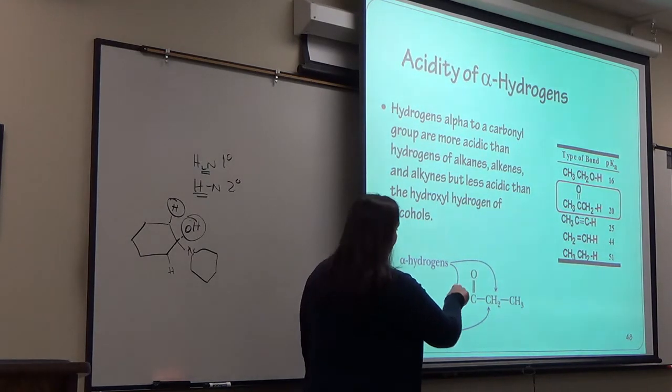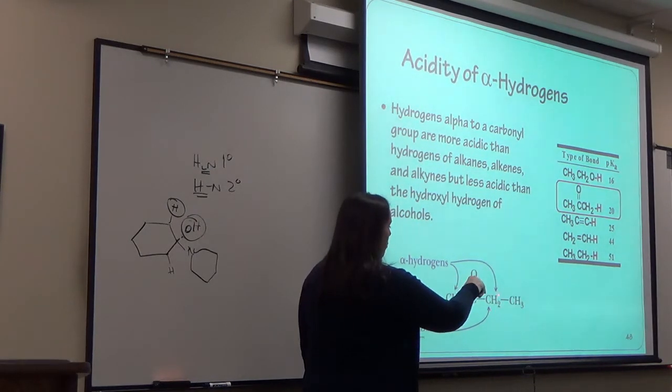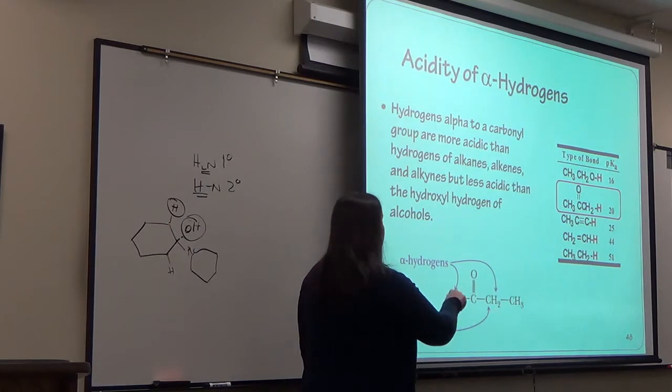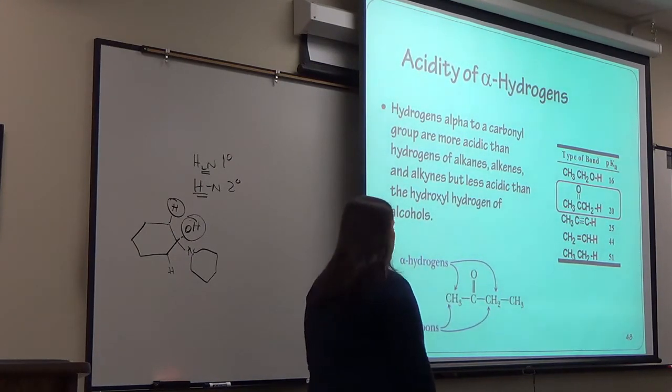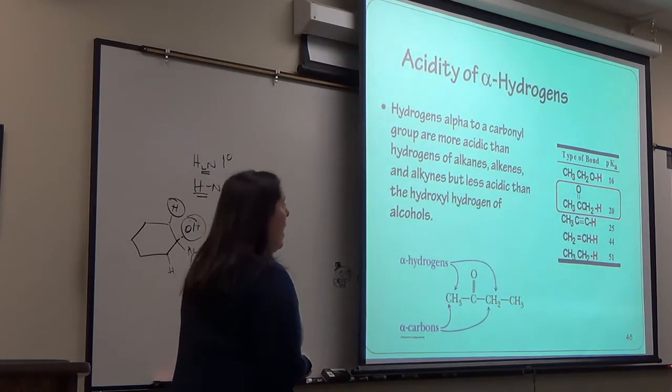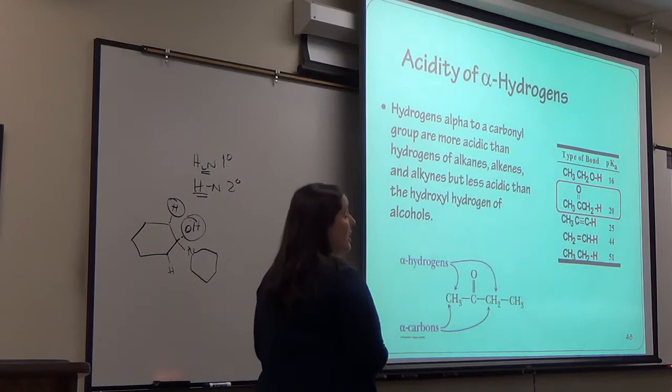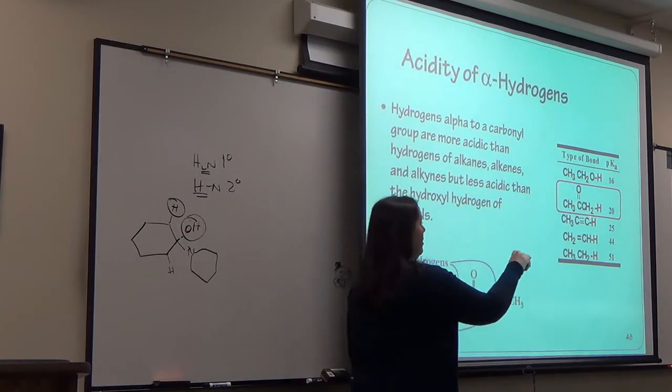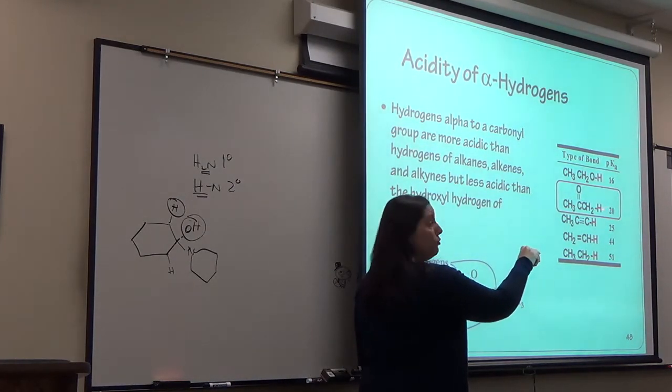And so this is alpha to the carbonyl. So is this. Would you agree? And if they have hydrogens attached to them, which both of these carbons do, we call them alpha hydrogens. And these alpha hydrogens are acidic. So look at the pKa. It's about 20. That's not great.